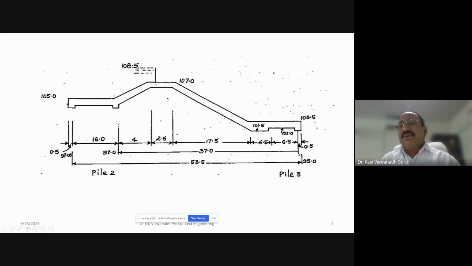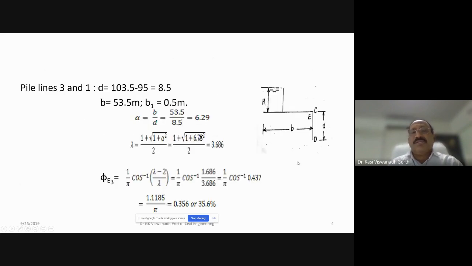So whenever I say 103.5, it is the top of the floor that we are considering. But actually, the junction point is not at the top of the floor. It is at the bottom of this floor. But based on the assumption of negligible floor thickness, we will be calculating the junction pressures, making use of Khosla's formula. So the depth of the pile is 103.5 minus 95.0, 8.5.